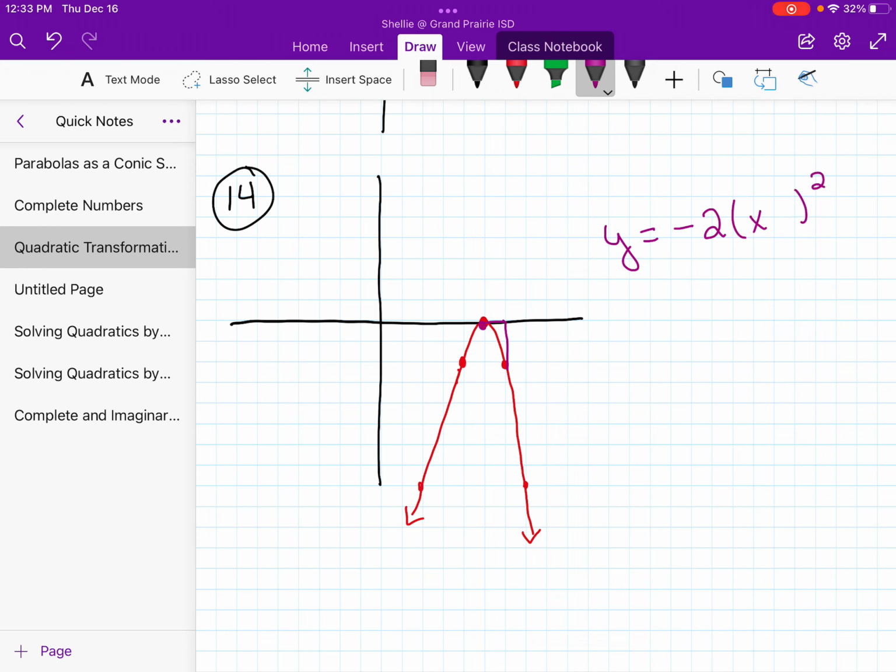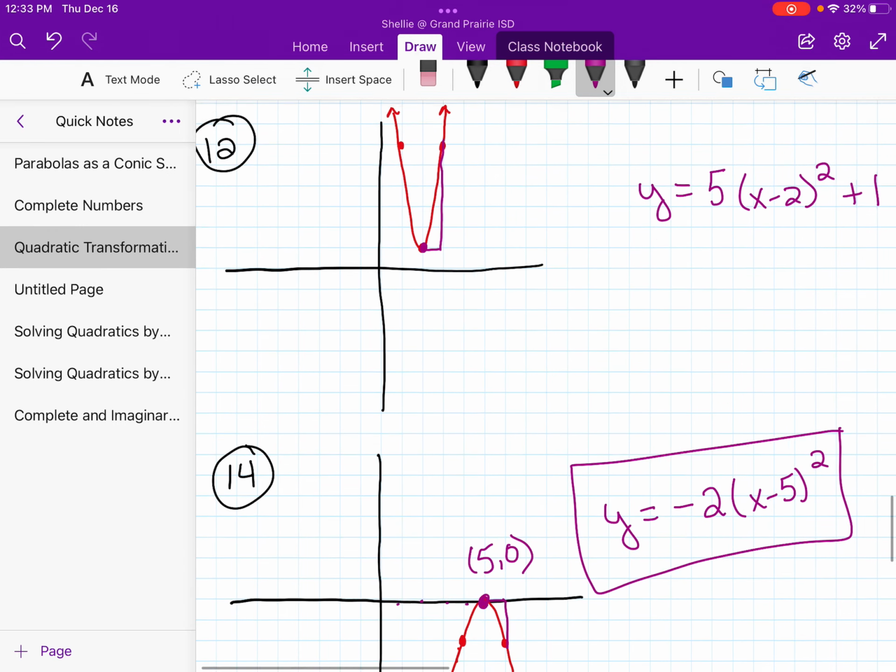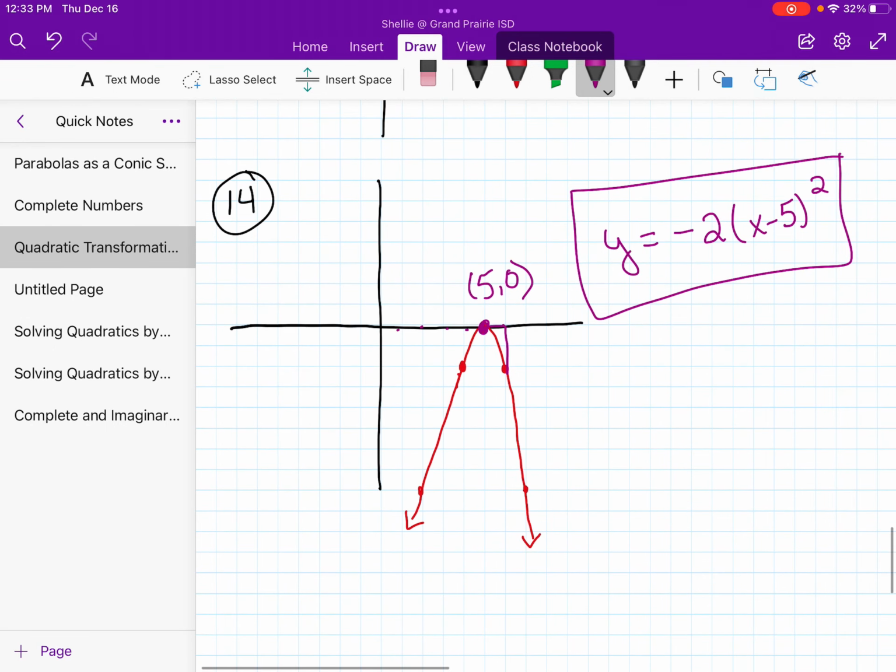And then I'm going to add in my vertex. So my vertex was here, 1, 2, 3, 4, 5. So that is 5, 0. So to get that, I had to go to the right 5. And there's the equation. And double check the other one. Yeah, that was right. Okay. And you can always put that in Desmos to check it.